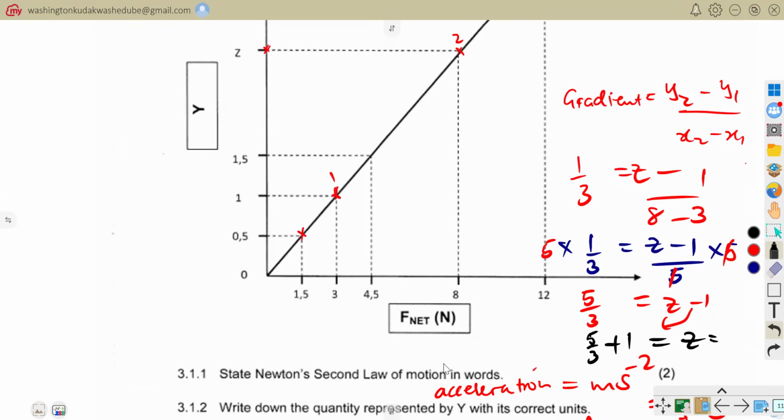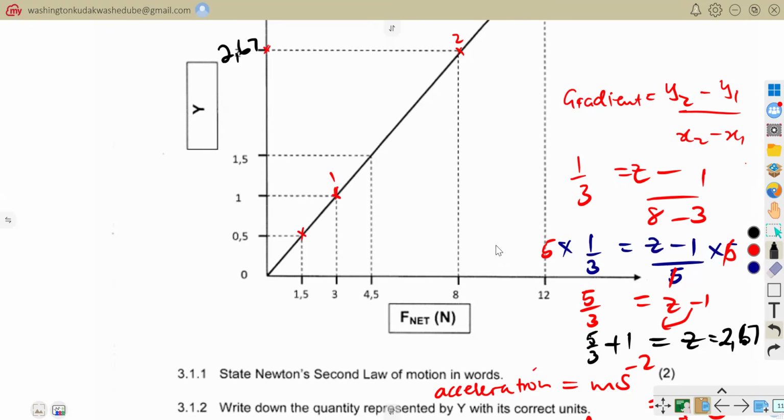And what becomes our z? If we say 5 divided by 3 plus 1, that becomes 2.66. That becomes 2.67. Let's just say 2.67. So the value of z here would have been 2.67. That is how you would have determined the value of z.